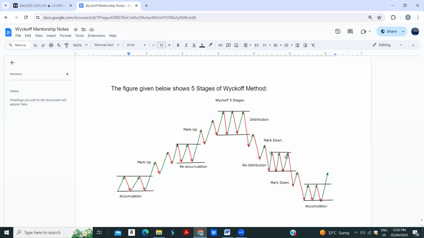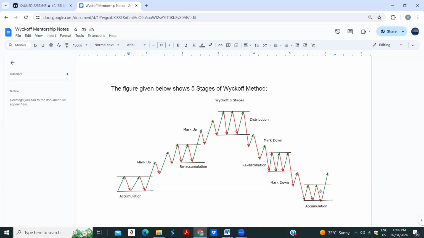During this process, the supply is equivalent to demand, so the price moves in a range or sideways market, or even in a consolidation market. You can see over here, the supply is equal to demand. Then the smart money sells and the selling pressure increases. When the selling pressure increases, this means that the supply is greater than the demand. When the supply is greater than the demand, the price moves down.